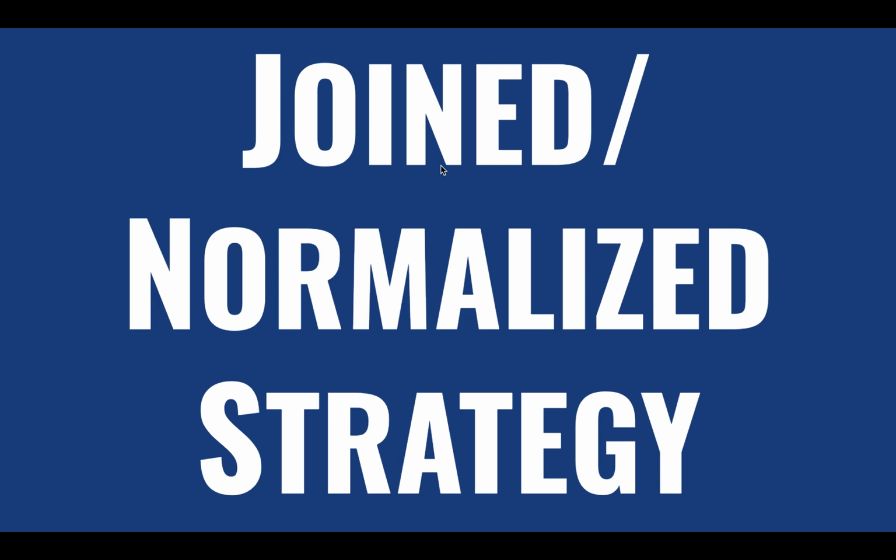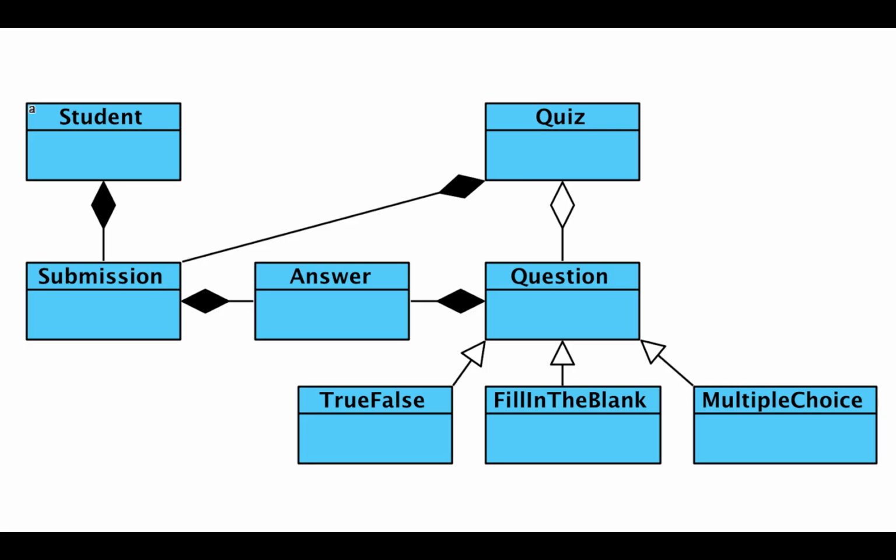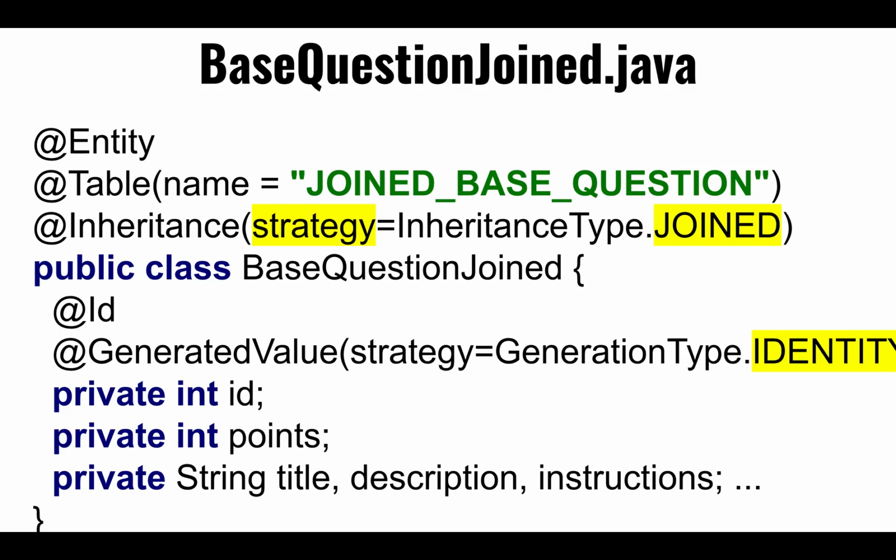So beyond the single table strategy, there's also another strategy called the joined normalized strategy, or normalized strategy. For instance, in this case, if you have the base class question, and you might have different types of questions, you know, true/false, fill in the blanks, multiple choice, right? You would implement it using something like this, where you have a base class called base question. Here I've appended the keyword joined at the end of the class, just to keep track of what strategy we're using, because you could implement it in three different ways, right?